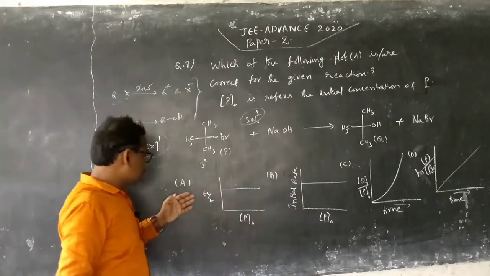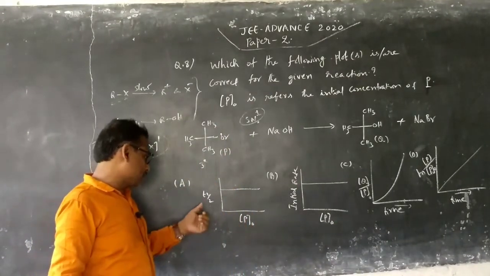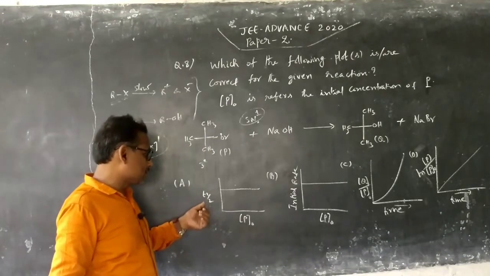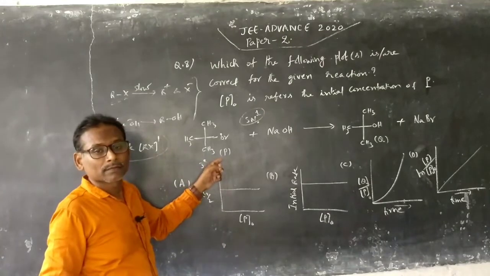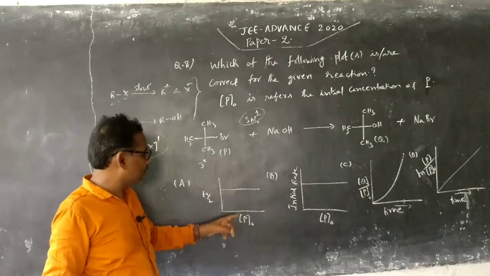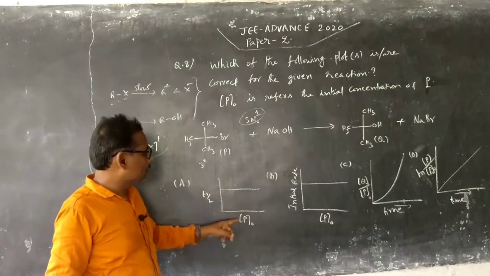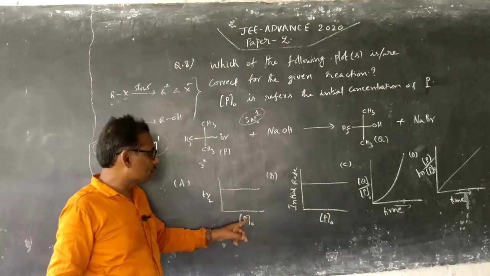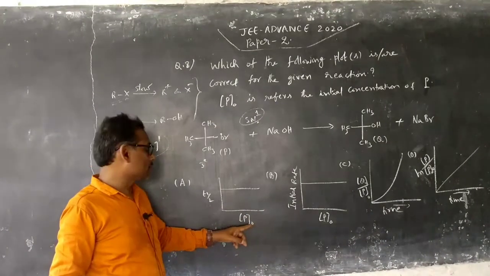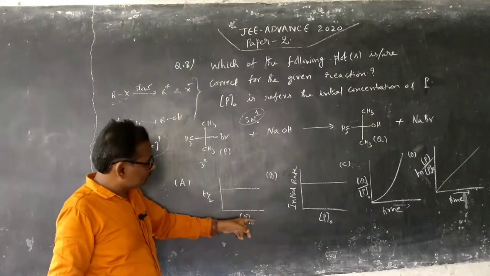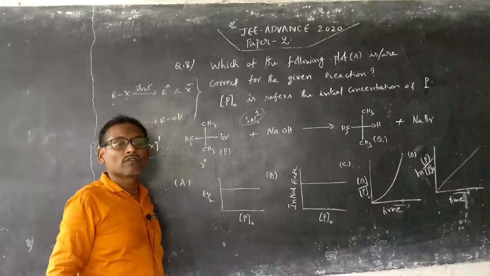What is the first option given? It is about half-life period versus initial concentration of the reactant P. Here P is the reactant, and square bracket P naught refers to the concentration at time 0 seconds. So the initial concentration of P is on the x-axis and half-life is on the y-axis.